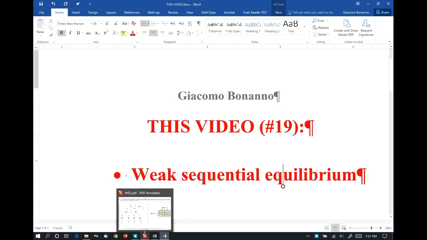So in games with perfect information, we saw that the notion of Nash equilibrium does not always give a good answer to the question, what is a rational solution of a particular game, because there are some Nash equilibria that have to be discarded as not being sensible solutions. For example, because they involve incredible threats.